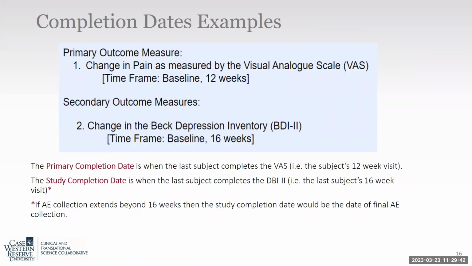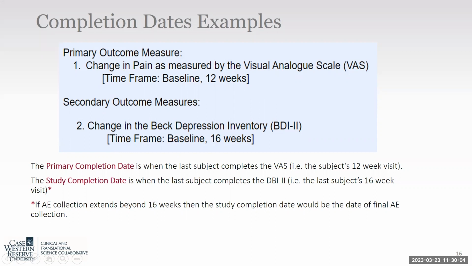Here are just some examples. If we have a primary outcome measure of a change in pain, measured by the VAS, and we have a time frame of baseline to 12 weeks, the primary completion date would be when the last subject completes the VAS. So this is going to be the subject's 12-week visit, the last subject that completes the 12-week visit.